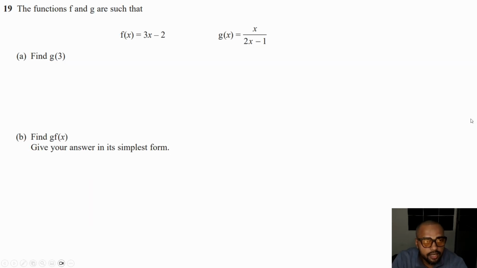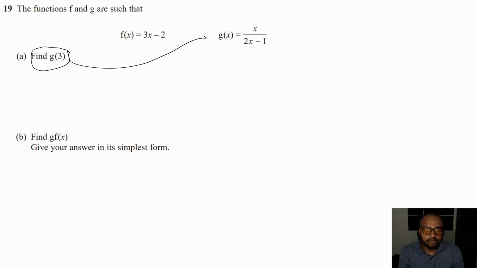Now in the next part, they have told us the functions f and g are such that, okay, the first part is to find g(3). So it's a basic question. We'll be plugging in the value x equals 3 here, so g(3) will be equal to 3 upon 2 times 3, which is 6, minus 1, which is 5. So g(3) will be 3 by 5.